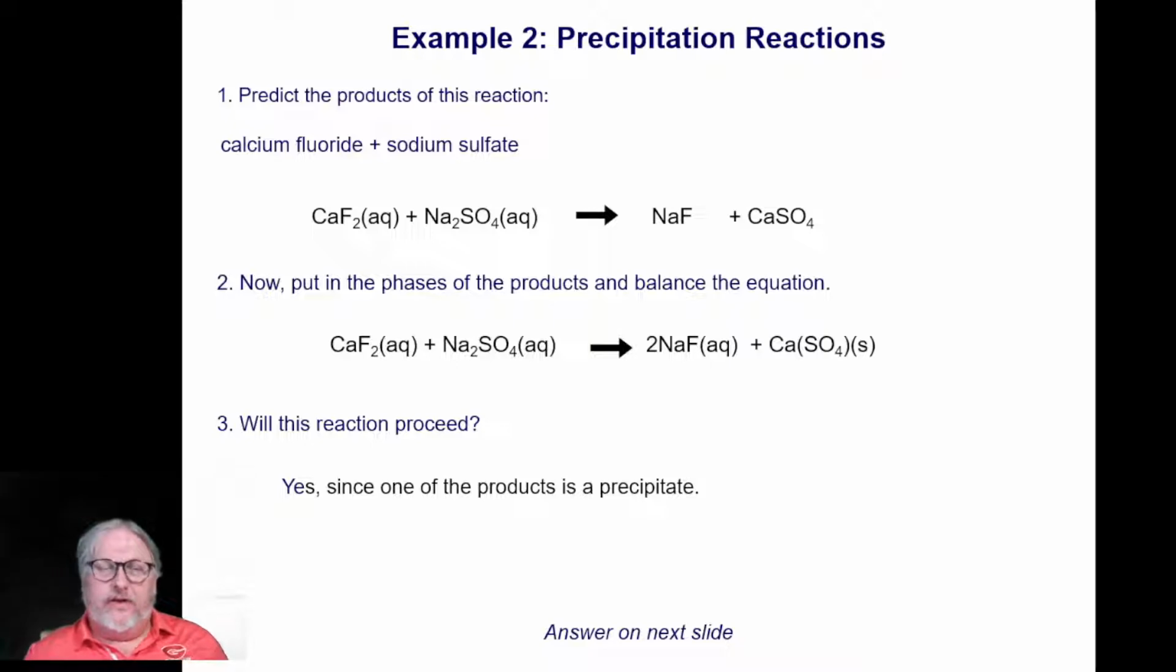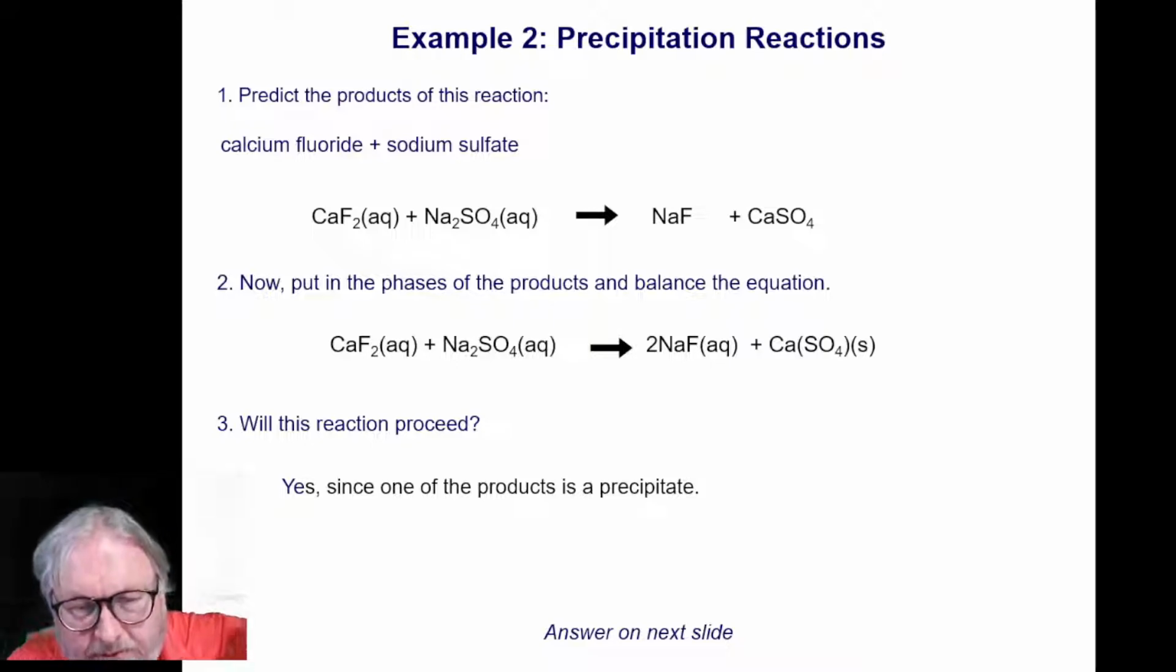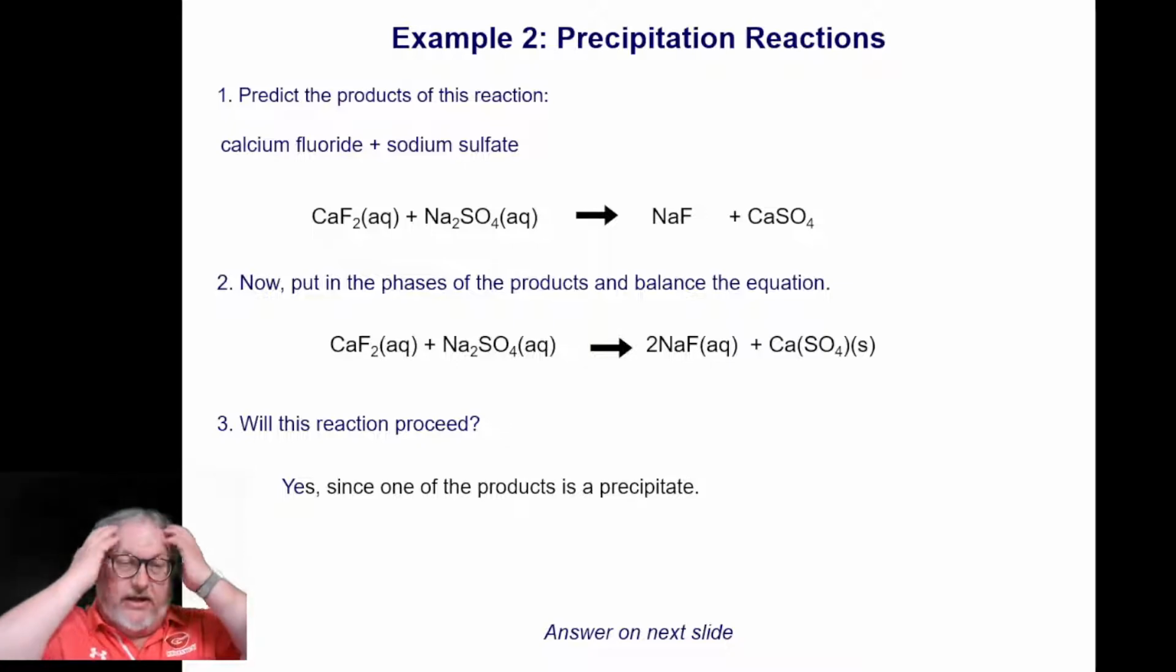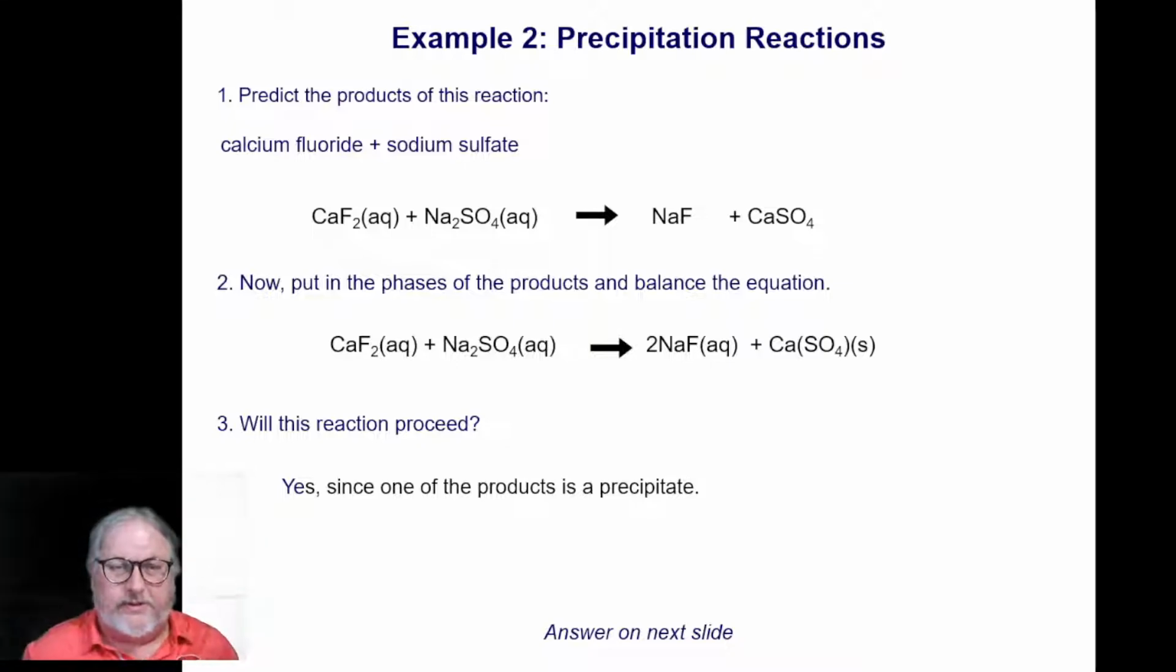Okay guys, so that's a double displacement precipitation reaction, and those are sort of cool. We'll play with some of these in class, and you'll get to see these.